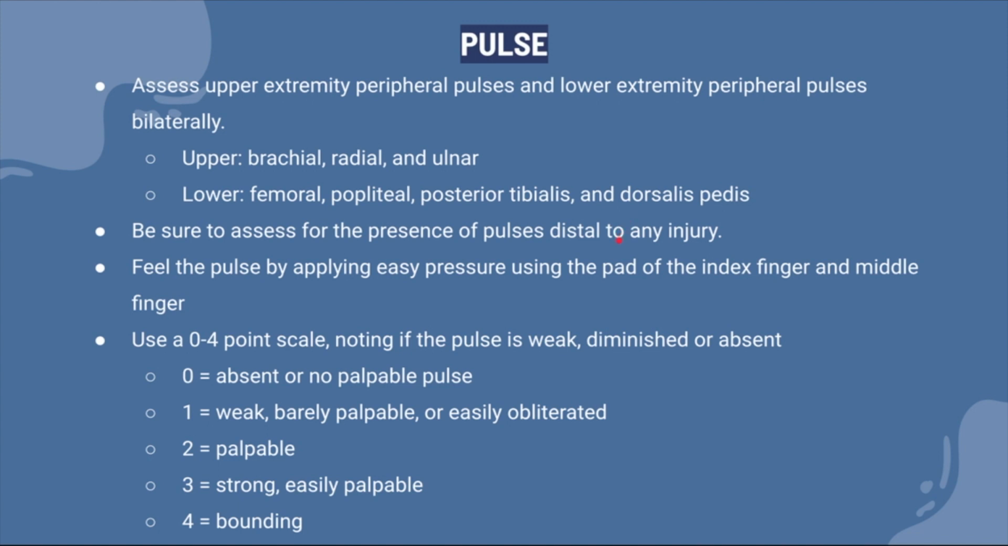Feel the pulse by applying easy pressure using the pad of the index finger and middle finger. Use a 0 to 4 point scale, noting if the pulse is weak, diminished, or absent. So if the score is 0, that would indicate absent or no palpable pulse. If it's 1, it is weak, barely palpable, or easily obliterated. And 2, palpable. 3, strong and easily palpable. And lastly, 4, bounding.